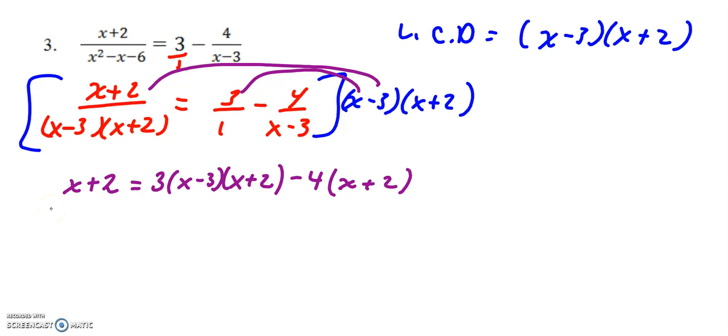As a hint to you before I pause again and keep going, I would suggest foiling these two and then multiplying that answer by 3. And please don't forget that you're distributing a negative 4. Okay, let me pause again, keep going, and I'll come back with you.